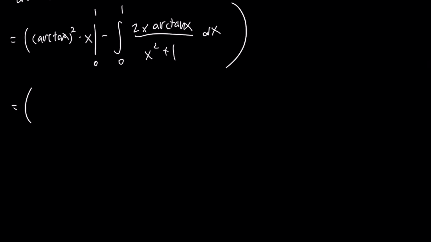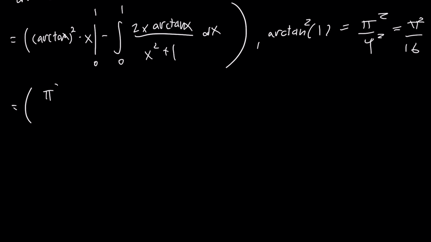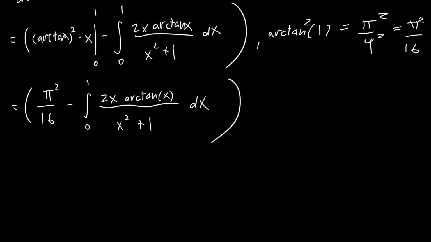So we have arctangent of 1 is equal to pi over 4. So that means the arctangent of 1, squared, will be pi over 4 squared, which is pi squared over 16. And putting in 0, we have arctangent of 0 squared times 0, which will result in 0. So we have a pi squared over 16 term minus the integral from 0 to 1 of 2x arctangent of x divided by x squared plus 1 dx.